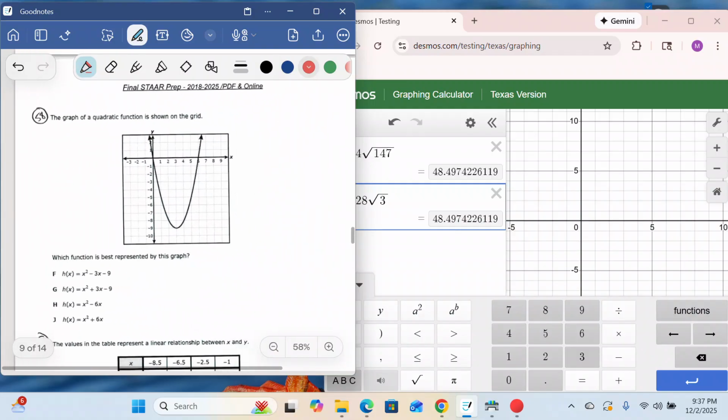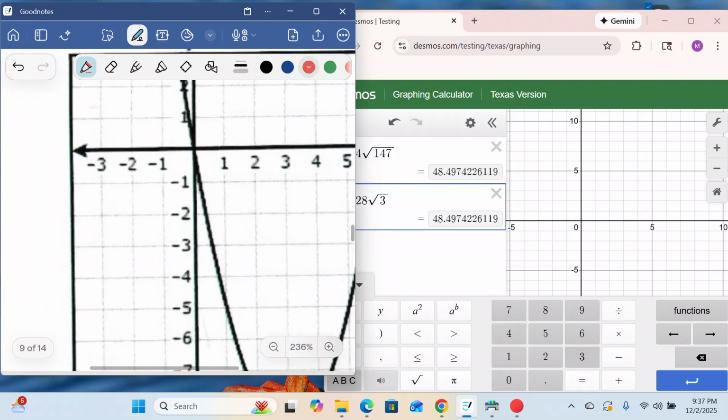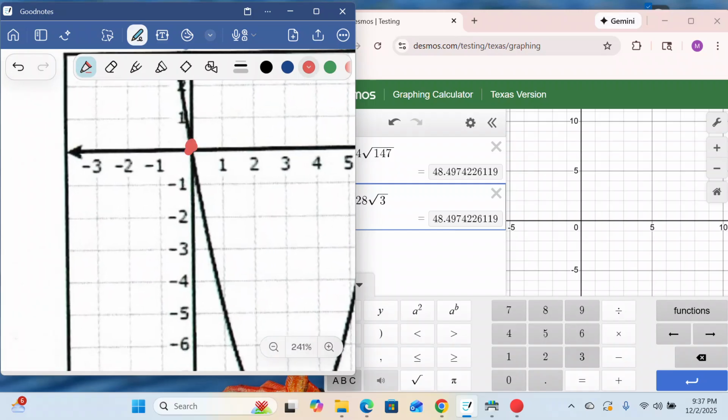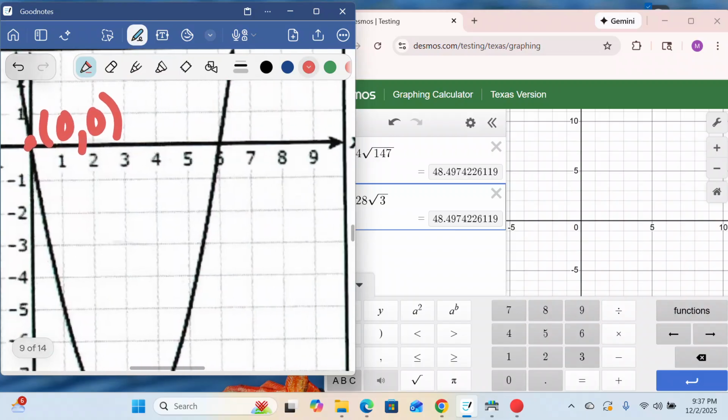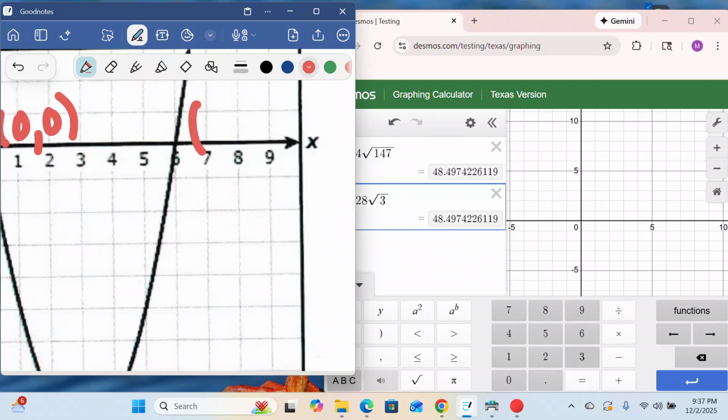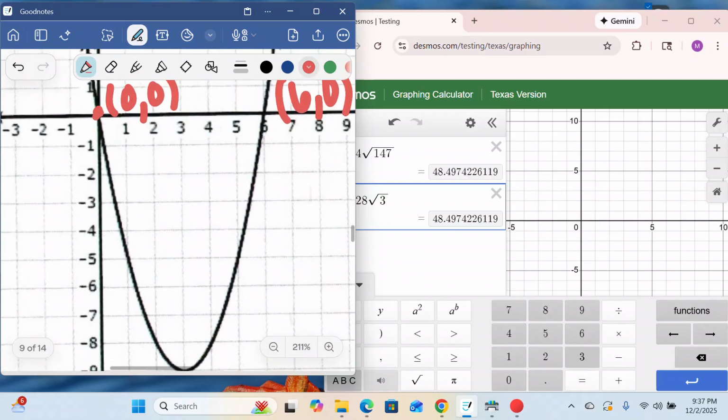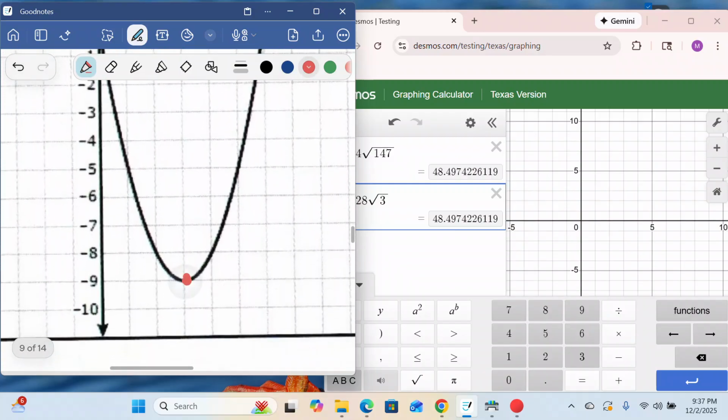If we look at 58, this one is also quadratic, and all you have to do is input it. And I'm going to show you an easy way rather than inputting. You can check every single one, but I would input the 0, 0 like this. That's a 0. 6, 0. And then I'm going to get my vertex being 3 right here. My x is 3 and my y is -9.